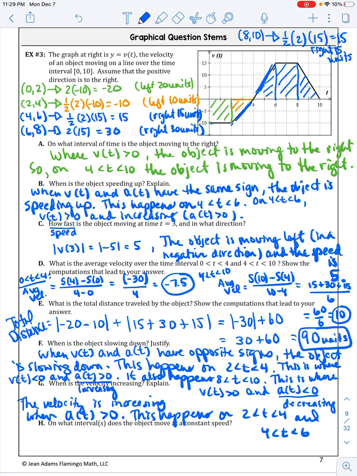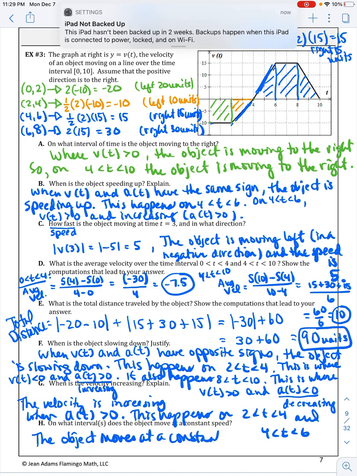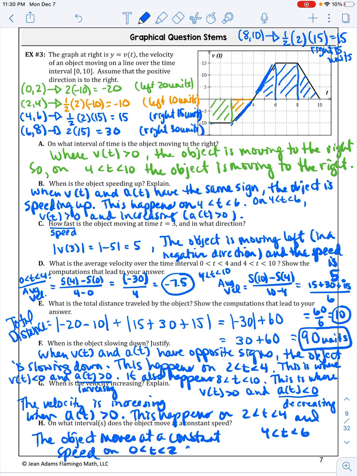On what interval does the object move at a constant speed? And so the object moves at a constant speed on 0 to 2, and 6 to 8.